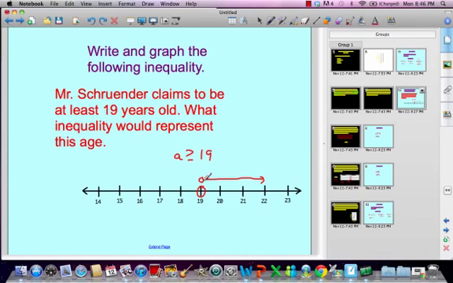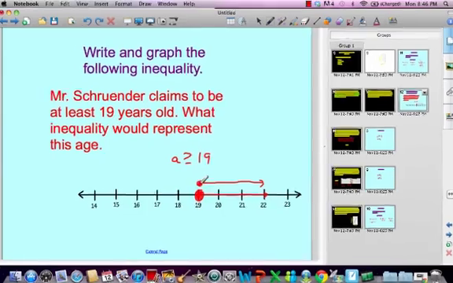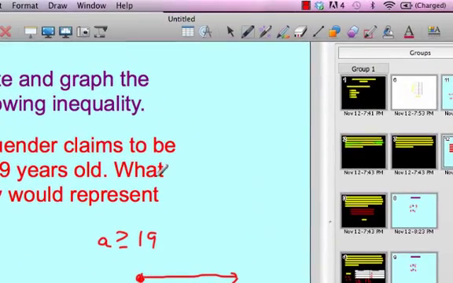The tricky part is whether or not to color in this circle here. And we are going to color in this circle because anytime you have the equal to sign, like we do here, that means the circle's colored in. If it just said Mr. Schreiner's older than 19, instead of the words at least, we'd leave the circle blank. But in this case, we would, in fact, color the circle in. Hopefully that helps you with graphing inequalities.